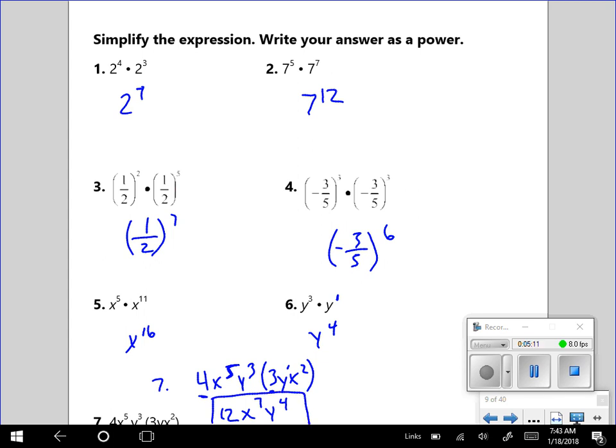So as you can see, for the first 6, we really just had one variable or one base. We can have multiple bases and we can work with all of them within one problem. We're just multiplying each individual base that works together and adding those exponents. So we have a lot of examples of those coming up.